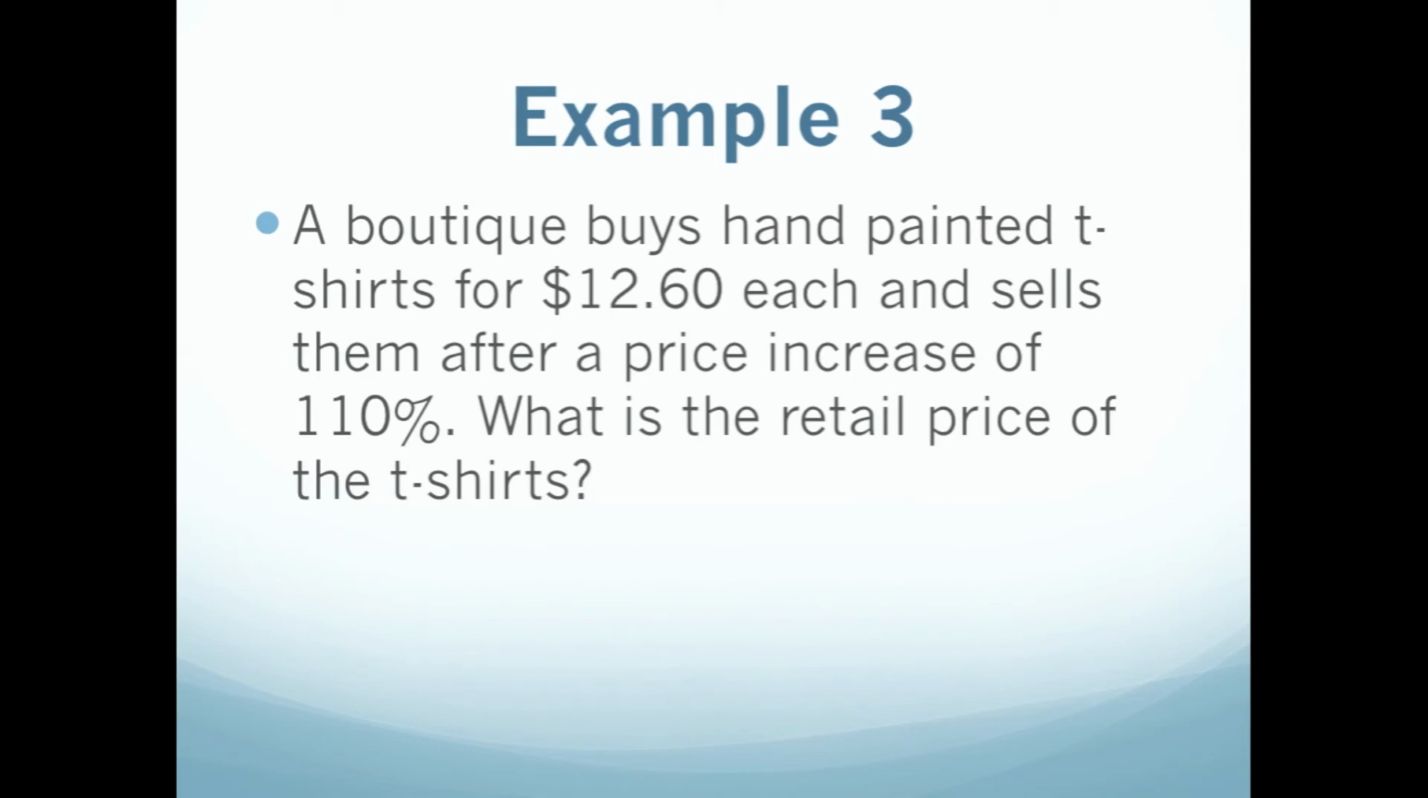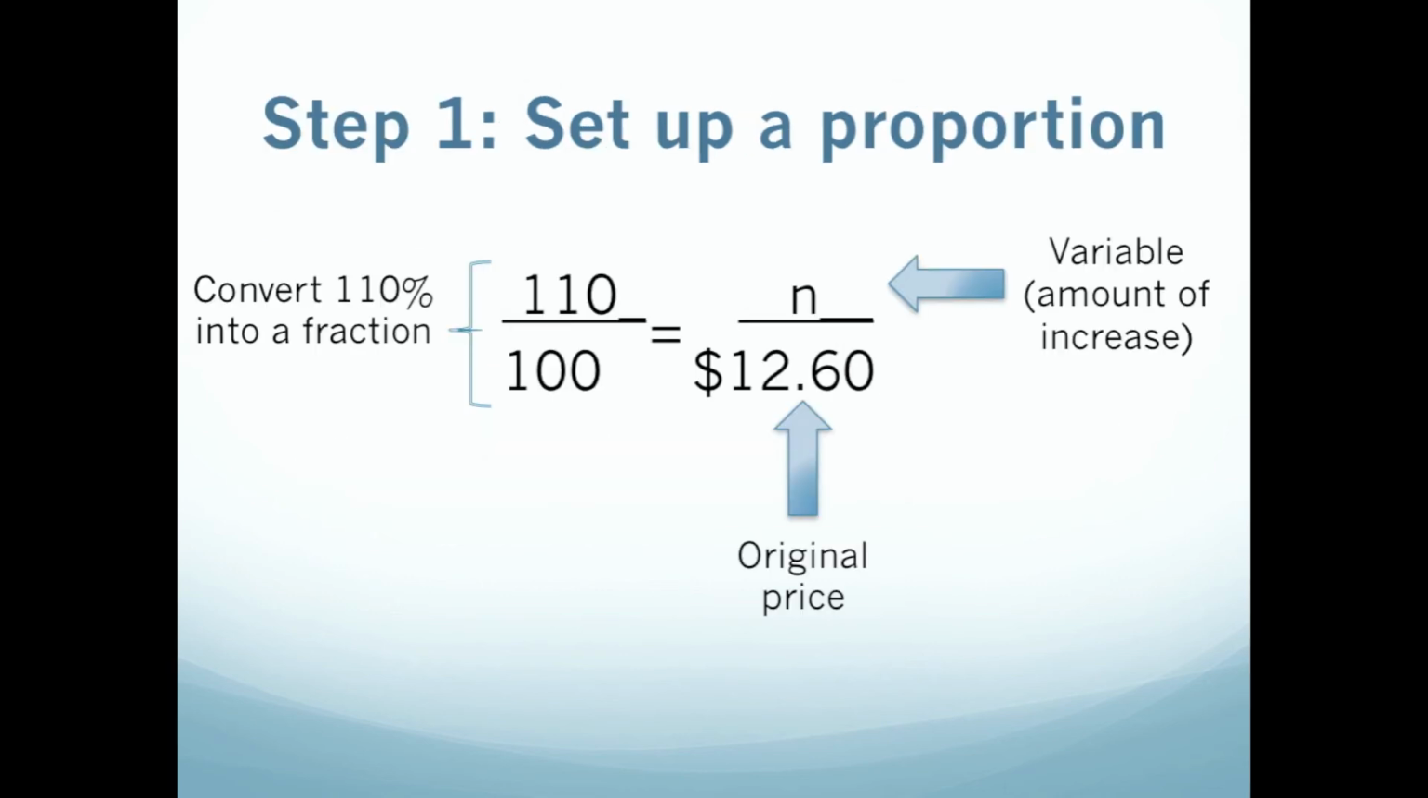So let's take a look at one more example. A boutique buys hand-painted t-shirts for $12.60 each and sells them after a price increase of 110%. What is the retail price of the t-shirts? So to solve this, we're going to set up a proportion just like the last example. So on the first side, we're going to convert 110% into a fraction, which in this case would be 110 over 100. And on the other side, we're going to have the variable, which in this case is n, over the original amount, which is $12.60.